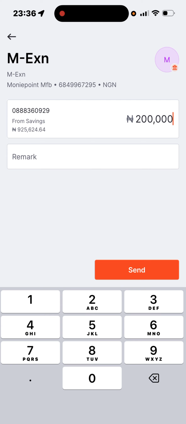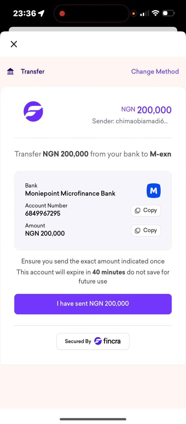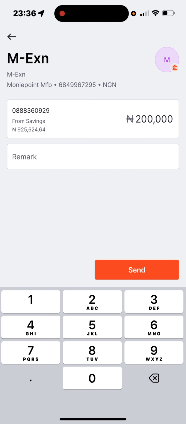200k. Then you verify the name here at the top left, MEXN. Check whether that's the name on the account they gave you. They said transfer 200 from your bank to MEXN. So you can say, okay, that is verified. 200k. Let's do that. Let's go.